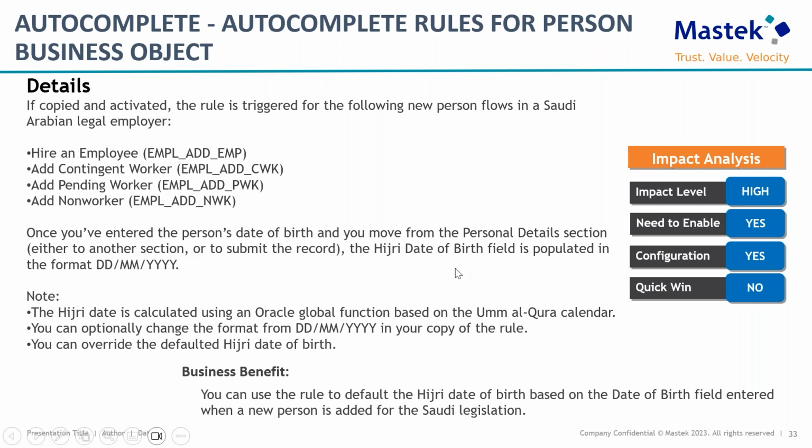The Hijri date is calculated using the Arabic global function based on the Umm al-Qura calendar. The business benefit is you can use this rule to default the Hijri date of birth based on the date of birth field entered when a new person is added for a Saudi legislation. Also, a point to note: adding this rule will not update the existing employees' date of birth fields, I mean, Hijri date of birth for the existing employees.